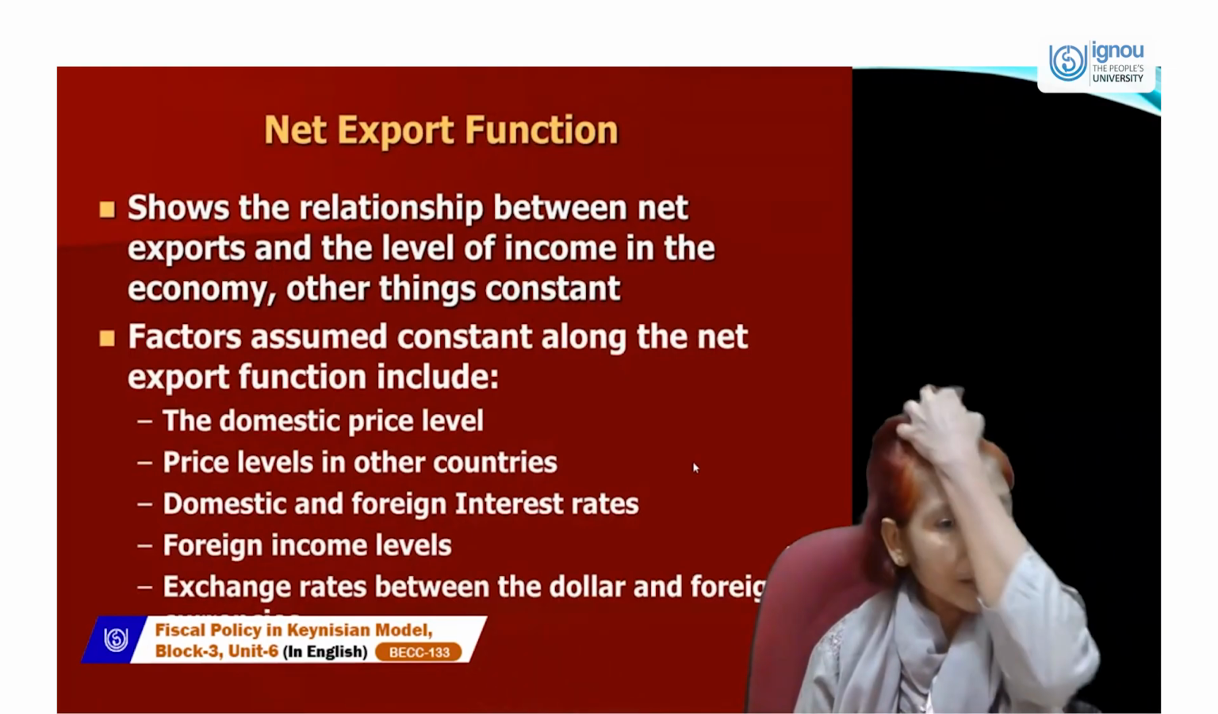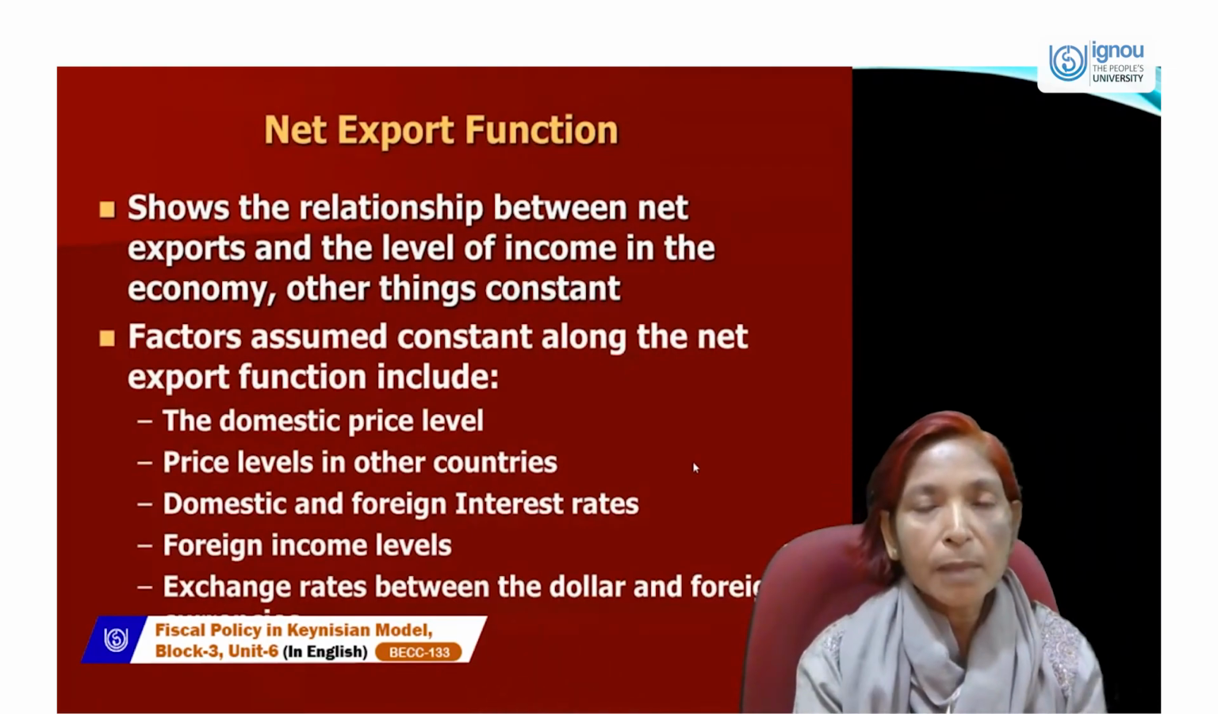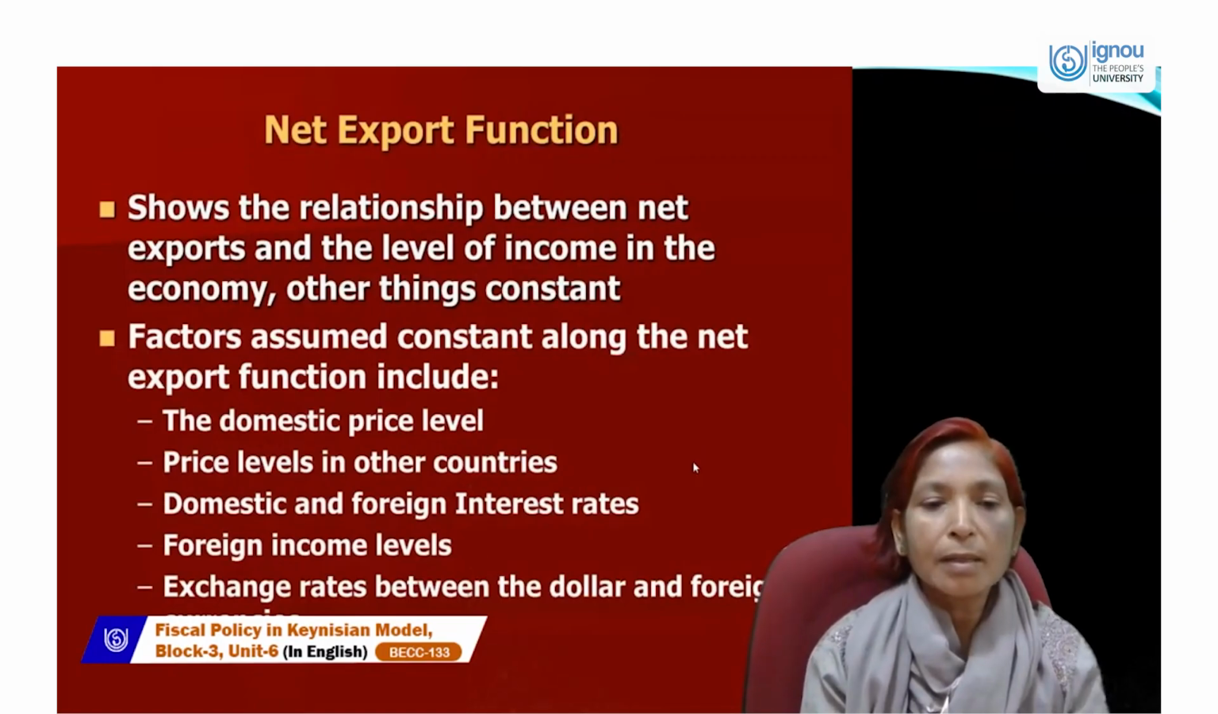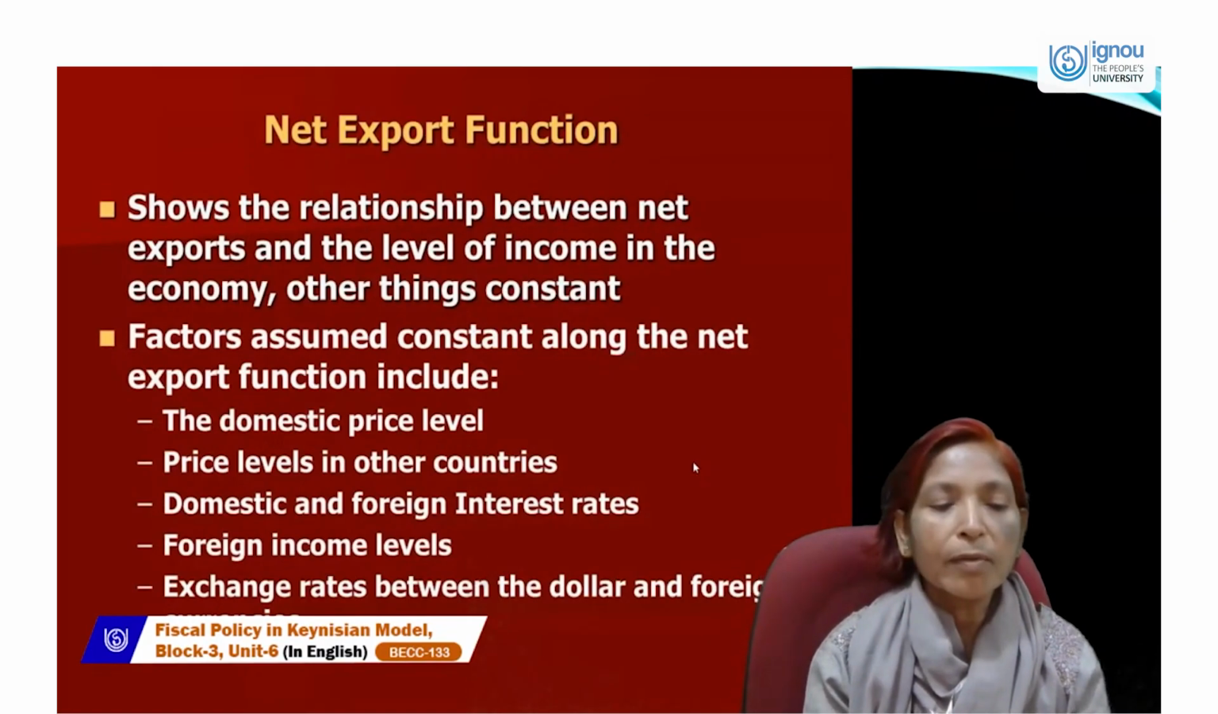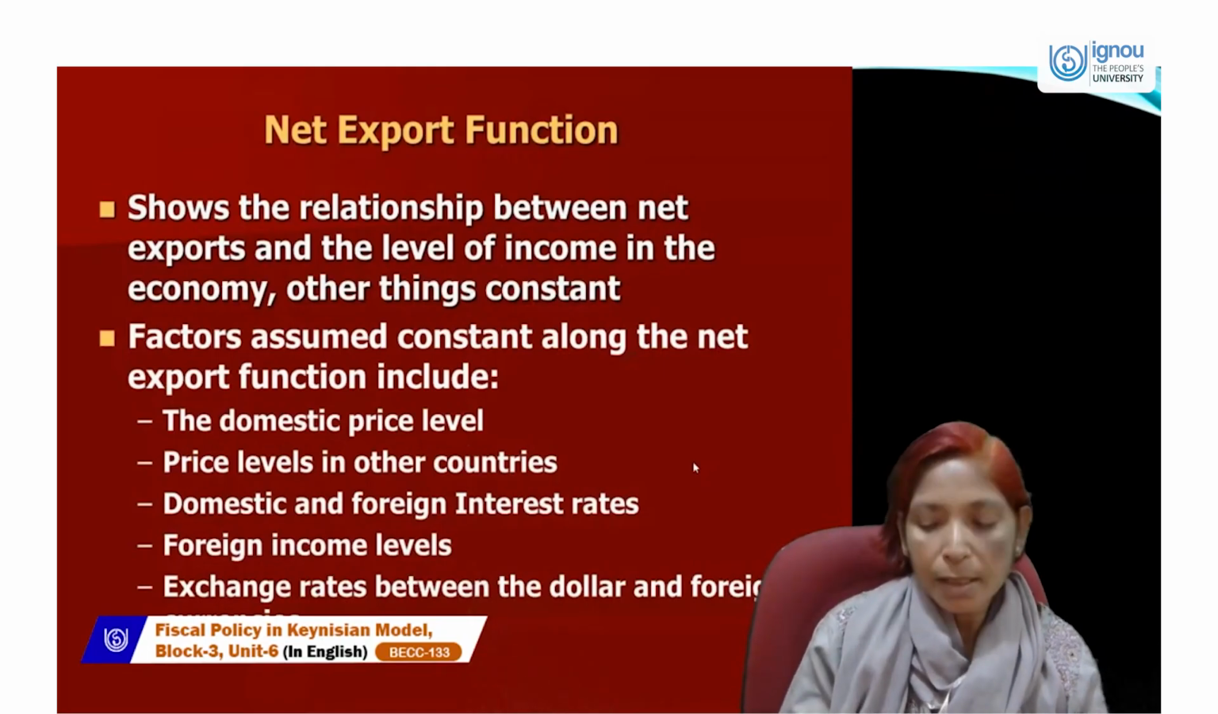So what factors are assumed constant? The price level in other countries, domestic and foreign interest rates, the foreign income level, and the exchange rate between the dollar and foreign currencies.